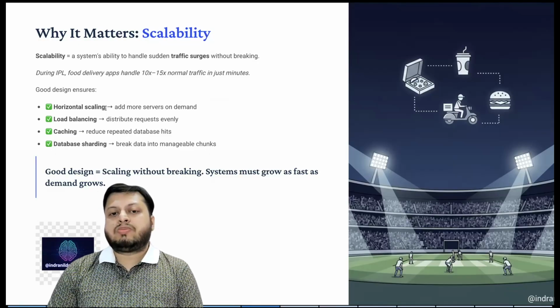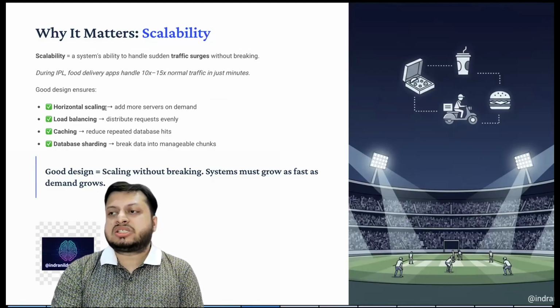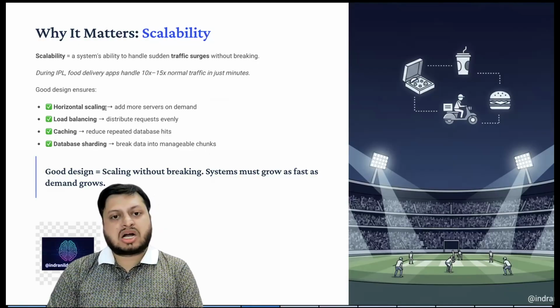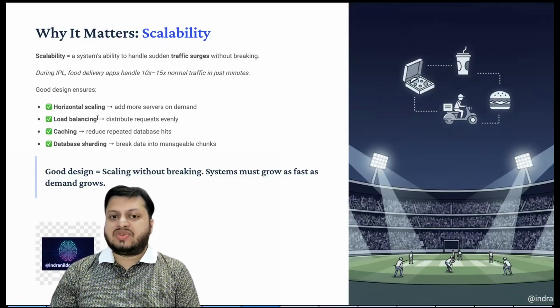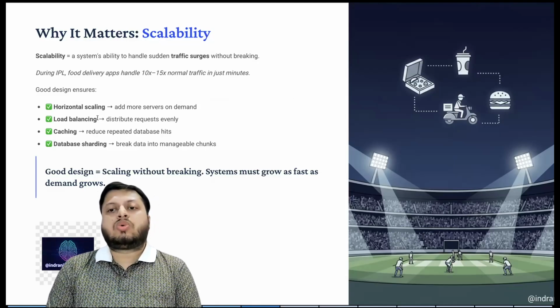So four important aspects are horizontal scaling, adding more servers on demand; load balancing, distributing the requests evenly; caching, because why caching?